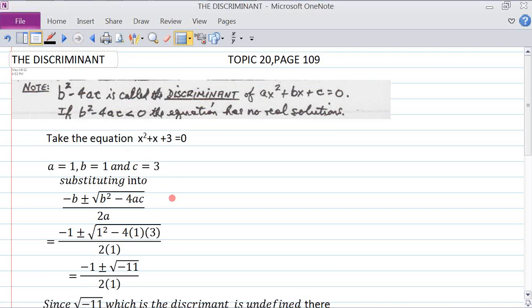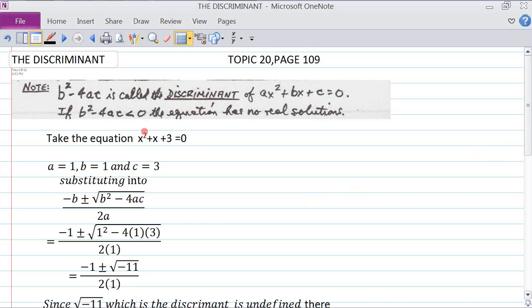We're on page 109, and the last thing is to look at the discriminant. The discriminant is this part of the quadratic equation in here without the root sign. It's b squared minus 4ac. If the discriminant is 0, the equation has no real roots and no real solutions.